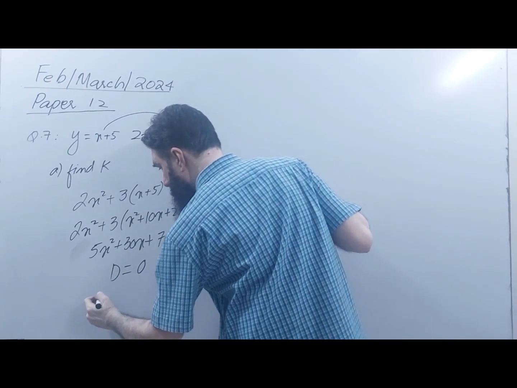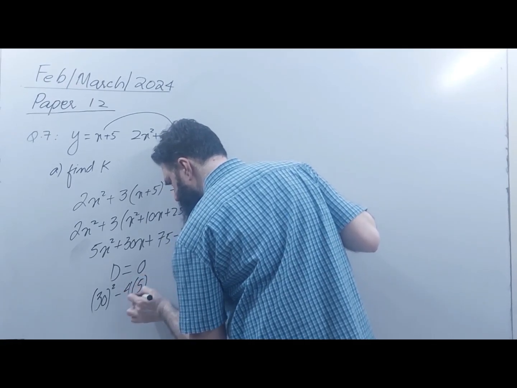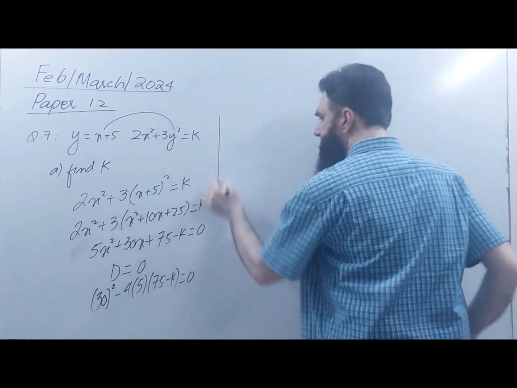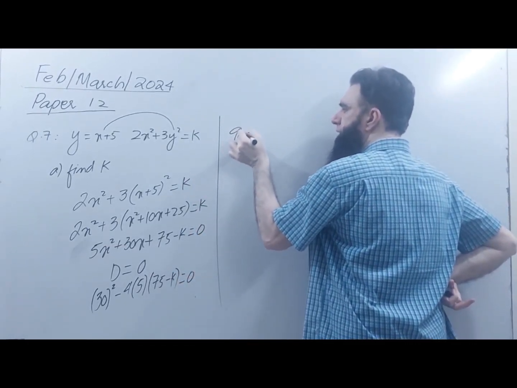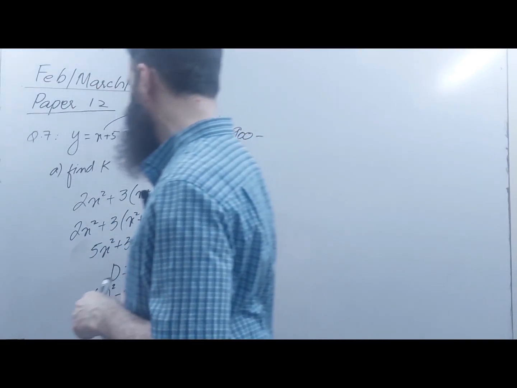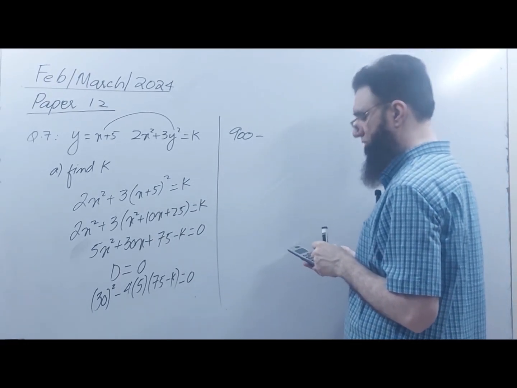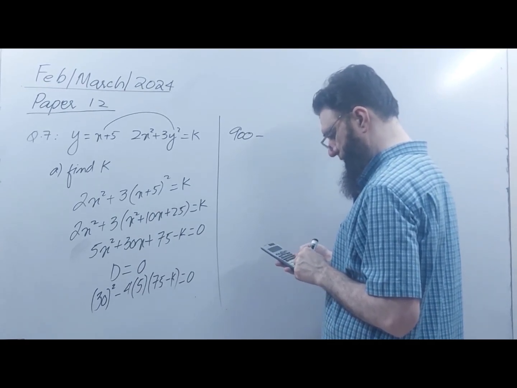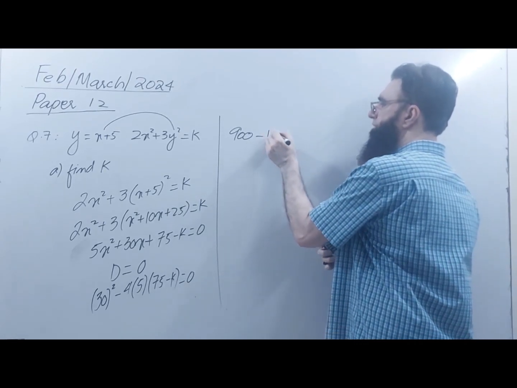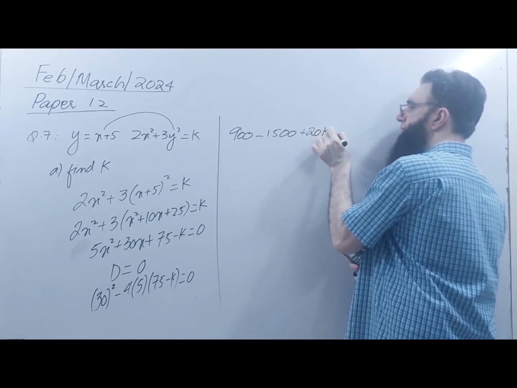So now d is b squared minus 4ac. b squared is 30 squared, minus 4, what is a, a is 5, then it's 75 minus k equals to 0. So the answer is 900 minus 20 into 75. 20 into 75 gives me 1500. Okay, 1500 and then plus 20k equals to 0.